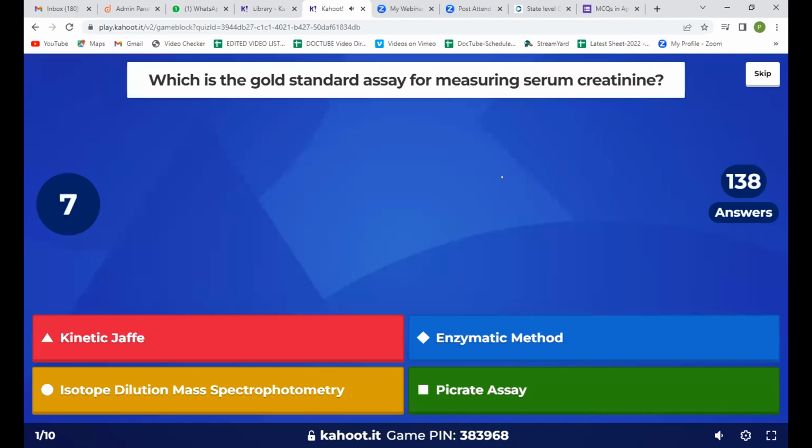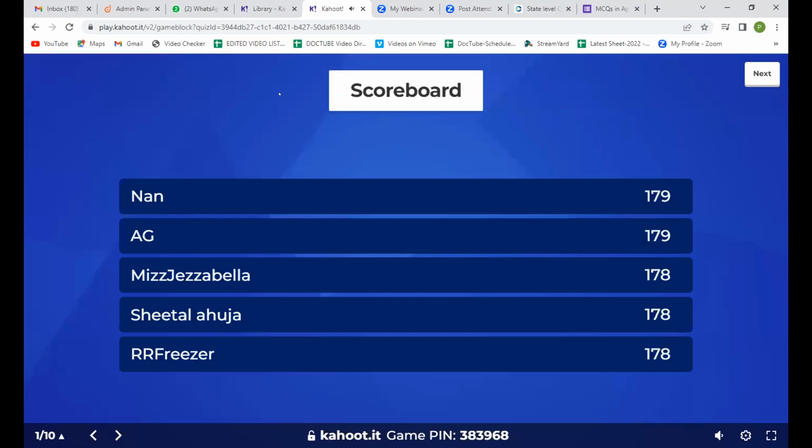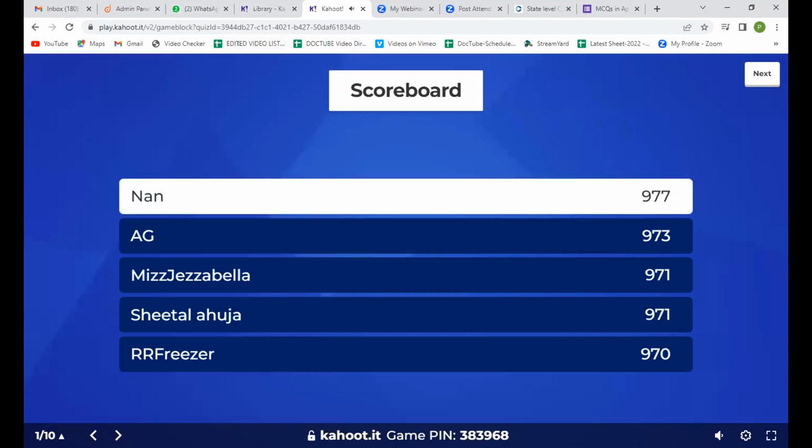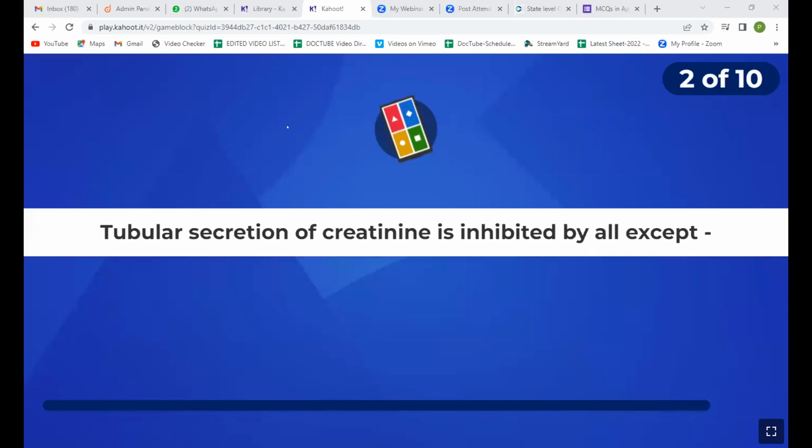Jitendra, it would be good to just read the question. Each question gets 15 seconds and a countdown. Let them focus on answering. Should we go to the next? Okay, so these are your top 5 people. Next. At the time the answer displays, just speak about it a bit.